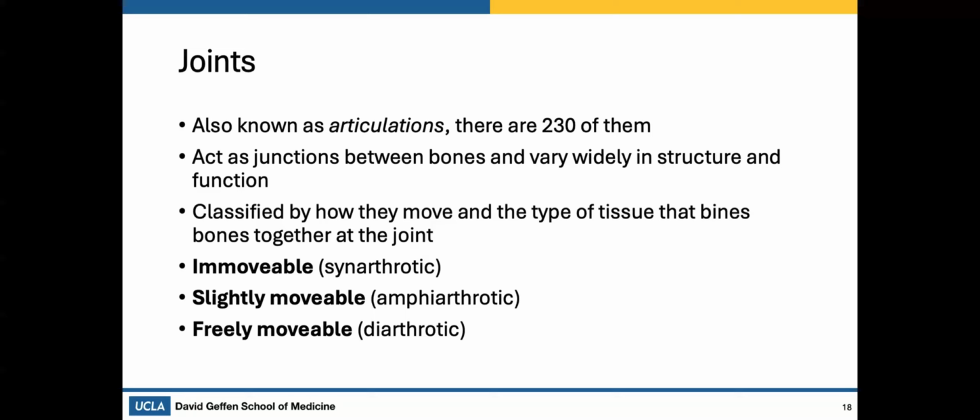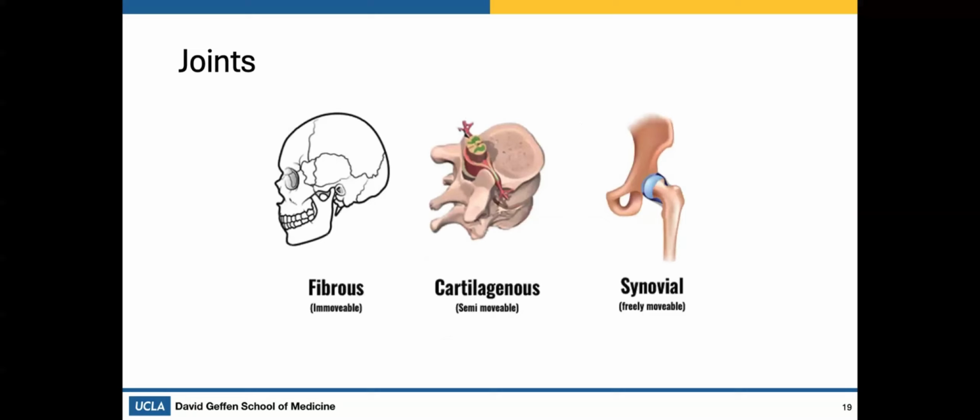Joints can be classified by the degree of movement that they permit, and there are three broad classifications. Immovable joints, also known as synarthrotic, slightly movable joints, amphiarthrotic, and freely movable joints, diarthrotic. The three types of joints in the human body are known as fibrous joints, cartilaginous joints, and synovial joints.